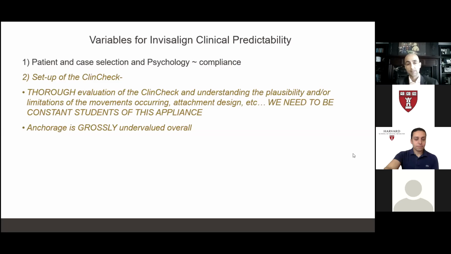So as you see here, a thorough evaluation of the ClinCheck and understanding of the plausibility of situations is very important. We need to be constant students of the appliance. We need to constantly try to improve and learn with this. I don't want us to ever pass blame to a company. If something doesn't work, it's your fault. It's not the company's fault. You're the doctor. So we need to take control of this appliance and make sure we understand it.